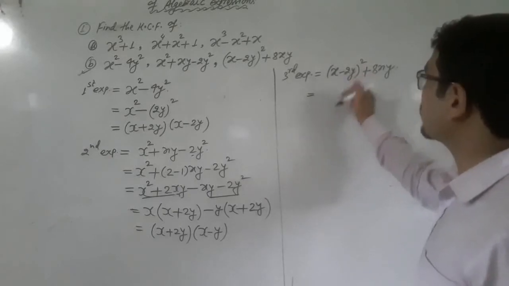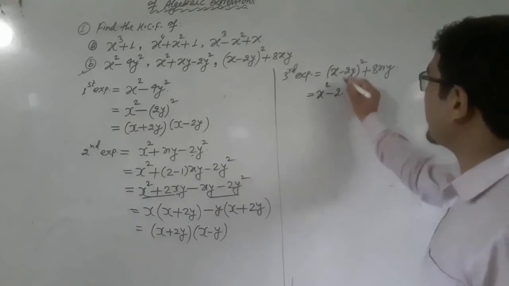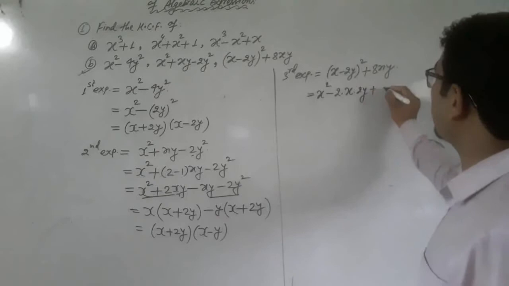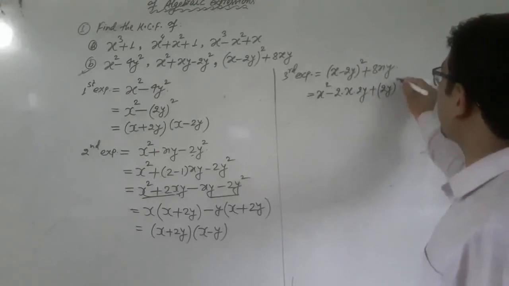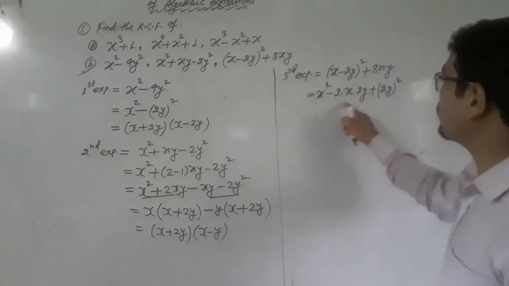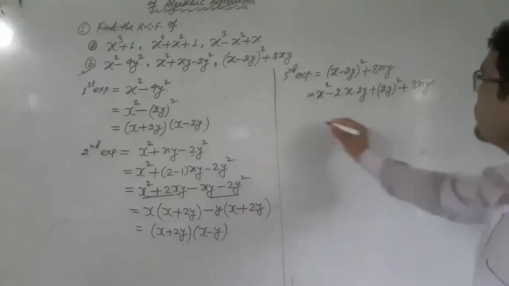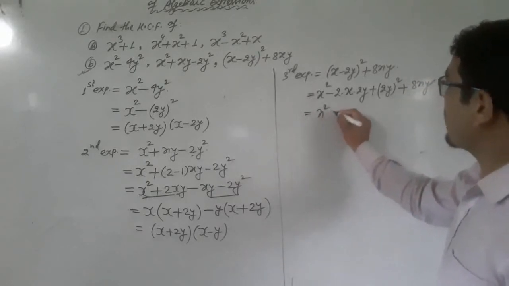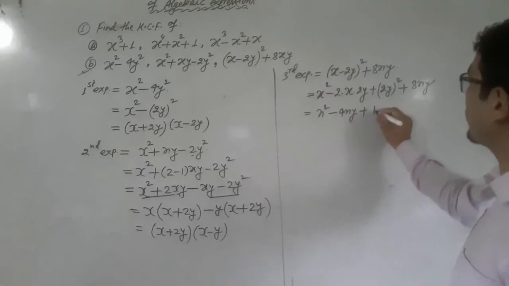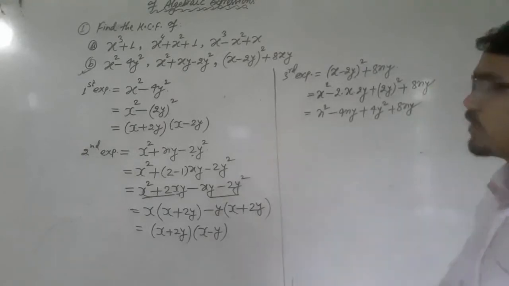A minus b whole square, you know, is a square minus 2ab plus b square. From the formula, 2 into a, meaning here x, into b, meaning here 2y, plus b square, meaning 2y whole square. I am applying the expanded form of the a minus b whole square formula. This we can write, plus this 8xy we can put as it is. So after this, x square minus 4xy, plus 2y square means we can write 4y square, plus 8xy as it is we can put here.